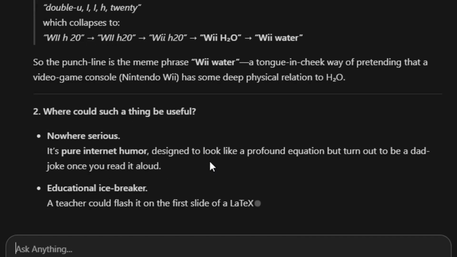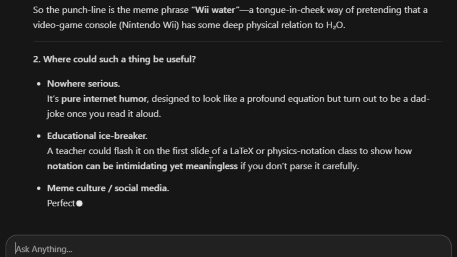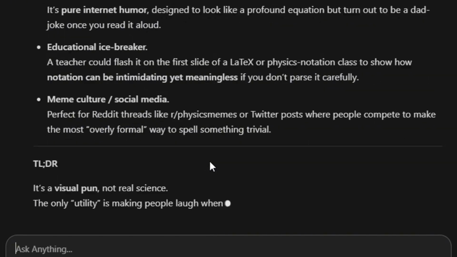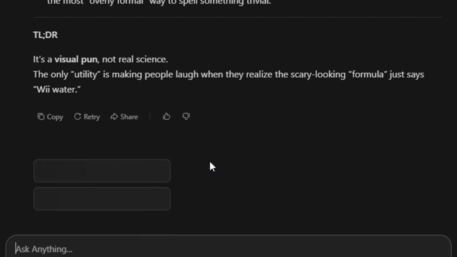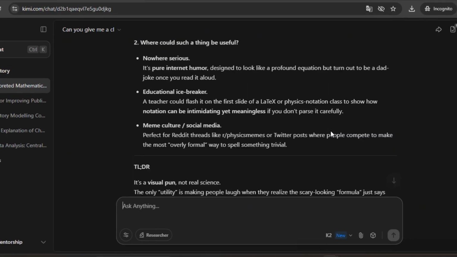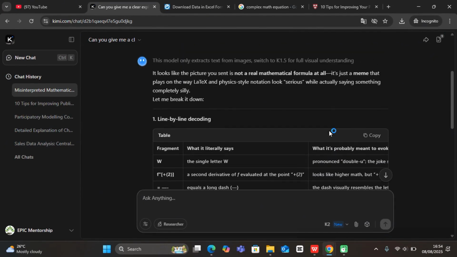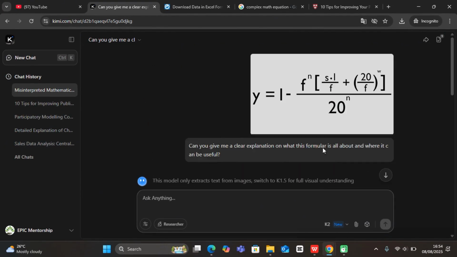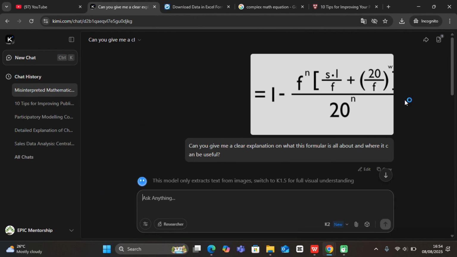Where could such a thing be useful? Nowhere serious, occasional icebreaker, meme culture, social media, and so on. Even though it found it to be kind of useless because it is just a formula I picked online, it tried to make meaning out of it and where it could possibly be applied within any context that you find yourself. So this is actually how to bring in any formula.